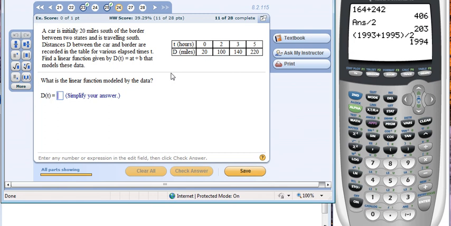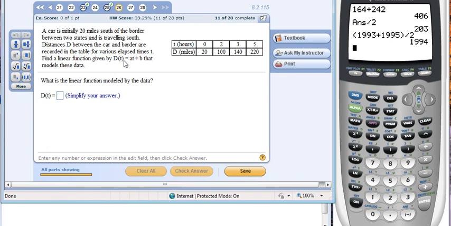Let's read through this one. We've got a car that's initially 20 miles south of the border between two states and is traveling south. Distance d, that's this whole value here, which is like your y values, between the car and the border are recorded as the hours move forward. So when you're just taking off, you're 20 miles south. 2 hours later, you're 100 miles south. 3 hours later, you're 140 miles south of the border.